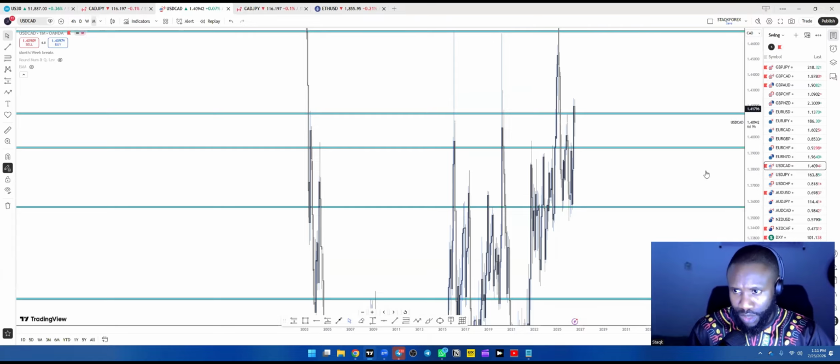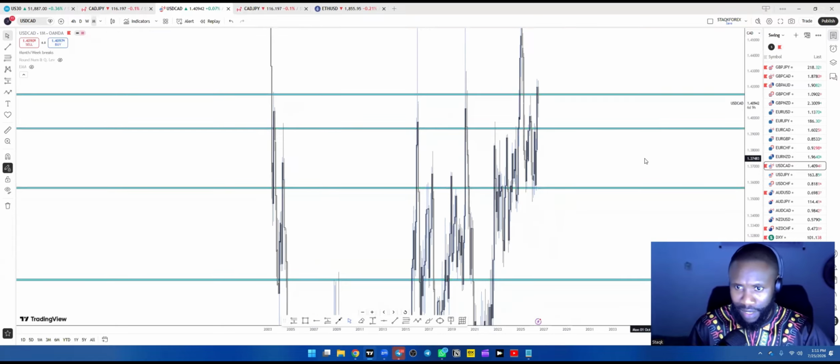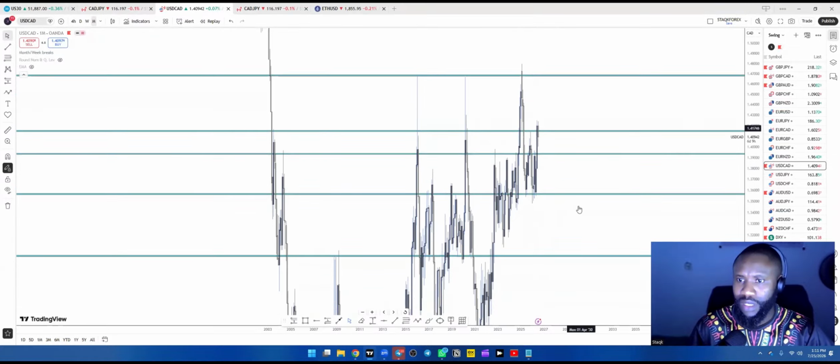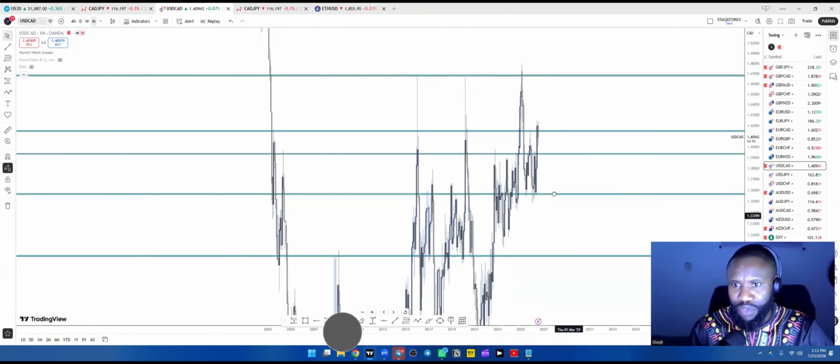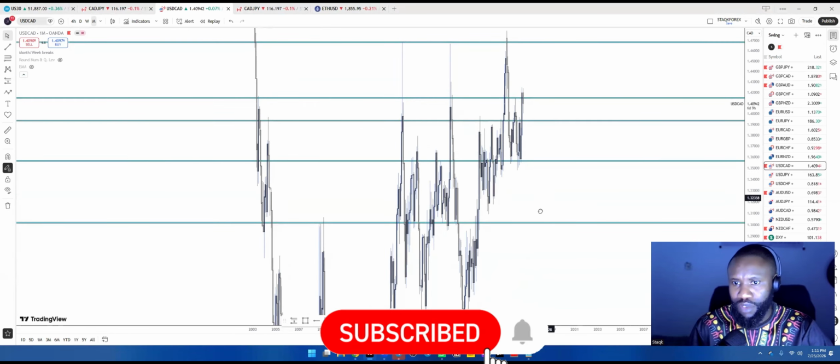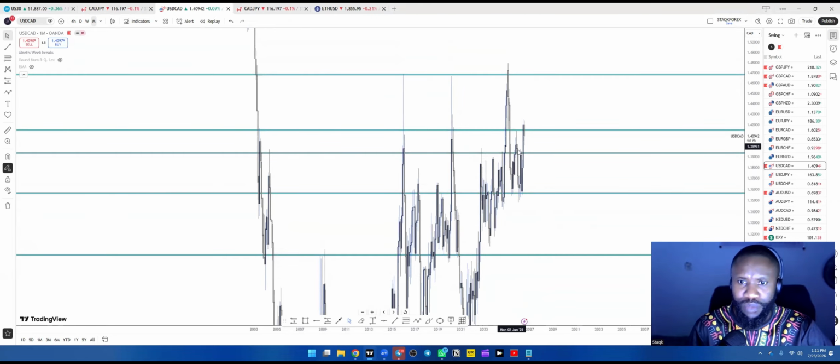So as you can see on my screen, I have marked out my zone already, which is my support and my resistance. As you all know, as a beginner, you should know how to mark out support and resistance. But if you don't know how to do that, you can just leave a comment and I will make a video on that. So this is the monthly time frame, and I have my level marked out on the monthly time frame already.